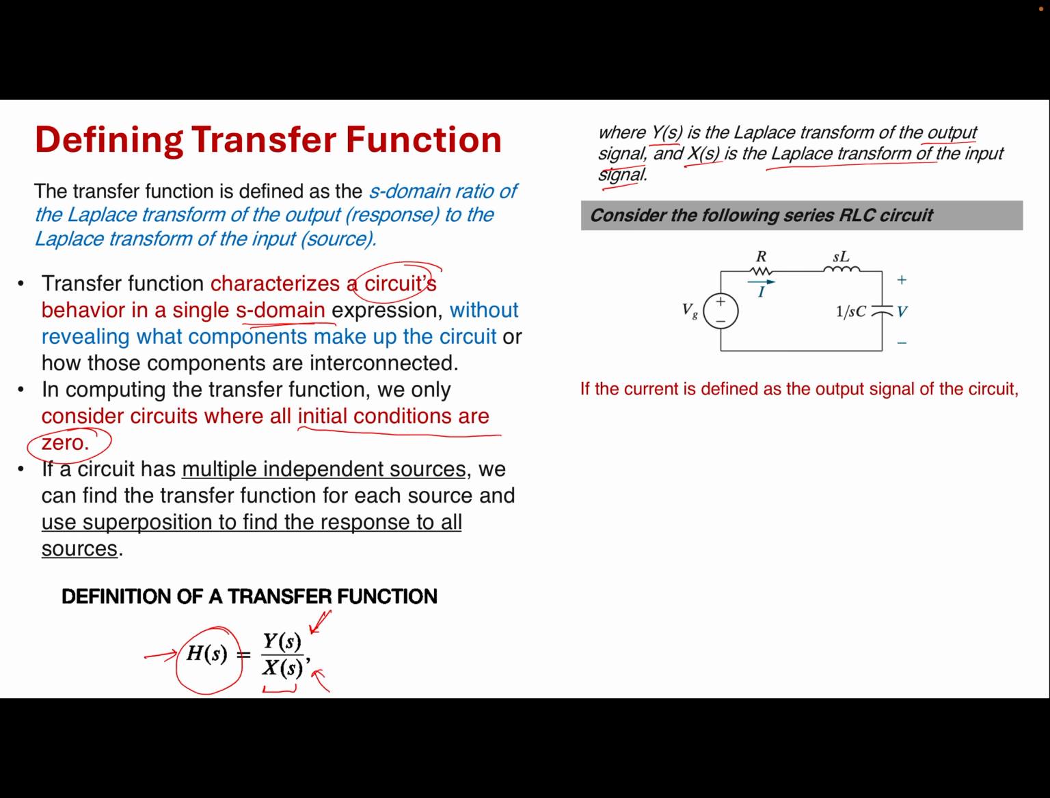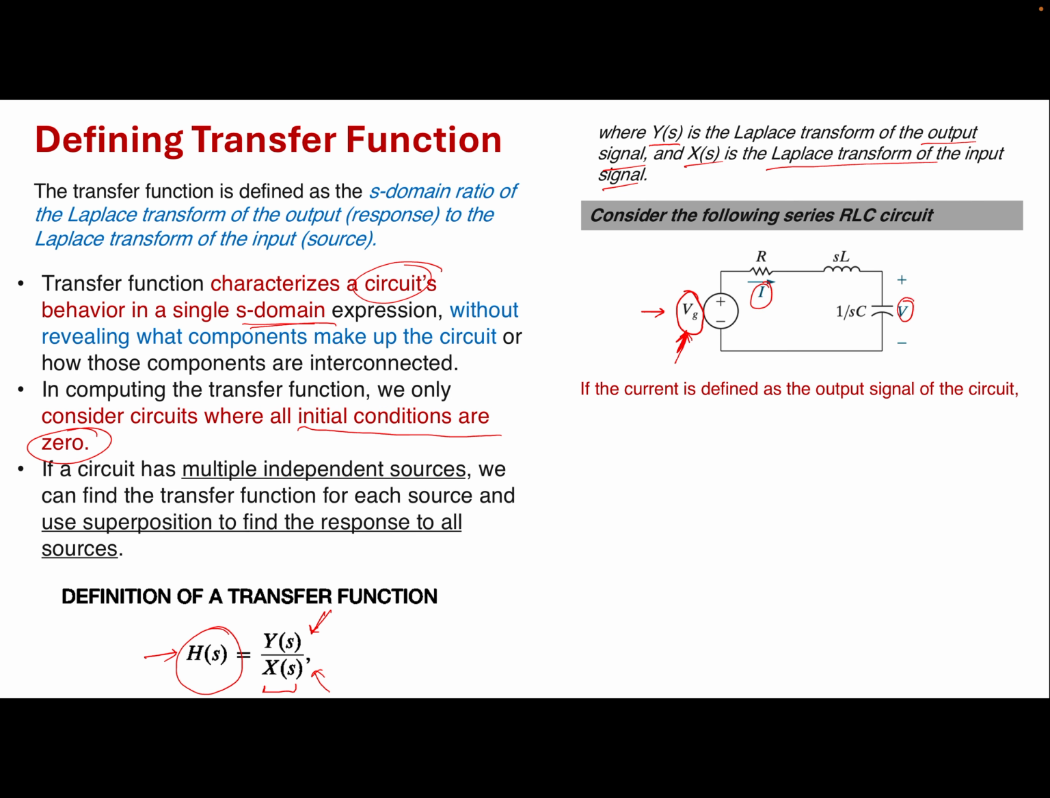Again, you can define any input and any output. For example, over here, let's say this is my input. Since I just have one independent source, making this the input is a fairly reasonable idea, right? So my input is Vg, and then I can define my output as anything over here. I'm going to find two different transfer functions by first considering the output to be this current and then considering the output to be this voltage.